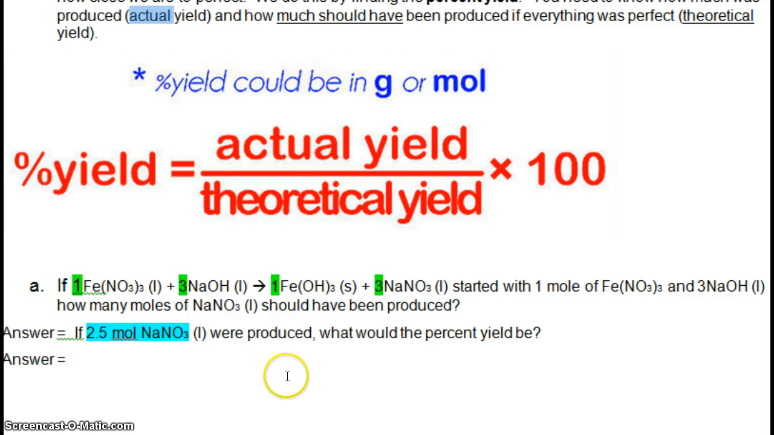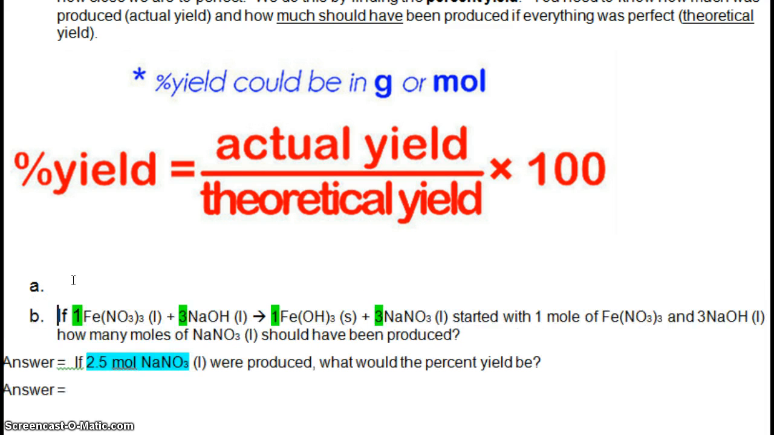All right, if 1 Fe(NO3)3, or 1 iron nitrate as a liquid, combines with 3 molecules of sodium hydroxide as a liquid, yields 1 molecule of iron hydroxide as a solid plus 3 moles or 3 molecules of sodium nitrate as a liquid. So this is what we start with. This is our recipe.